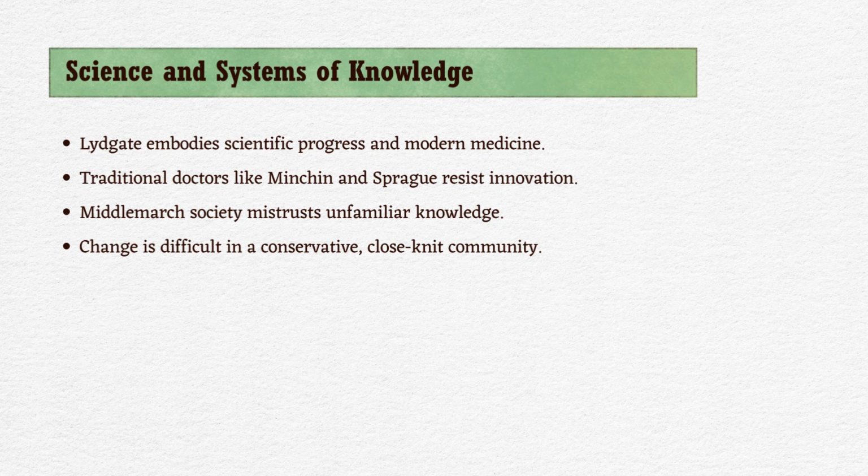Lydgate's downfall is not due to incompetence, but because the community resists change. Eliot shows us how even noble reforms can be crushed by the inertia of traditional society, where innovation is often feared rather than embraced.